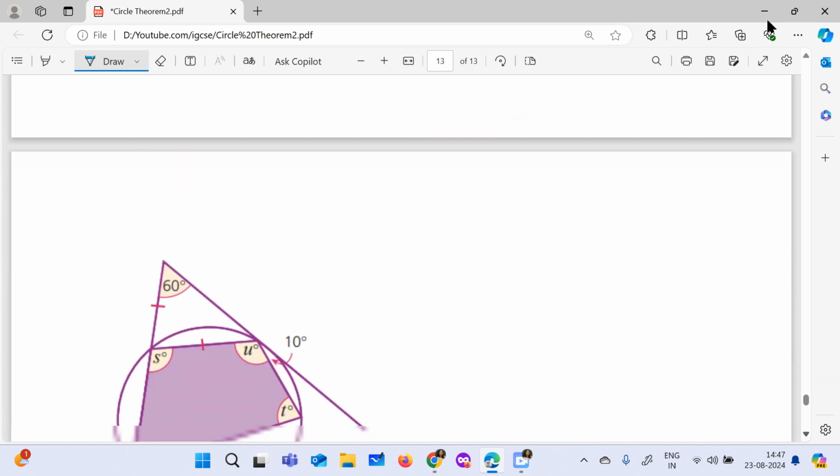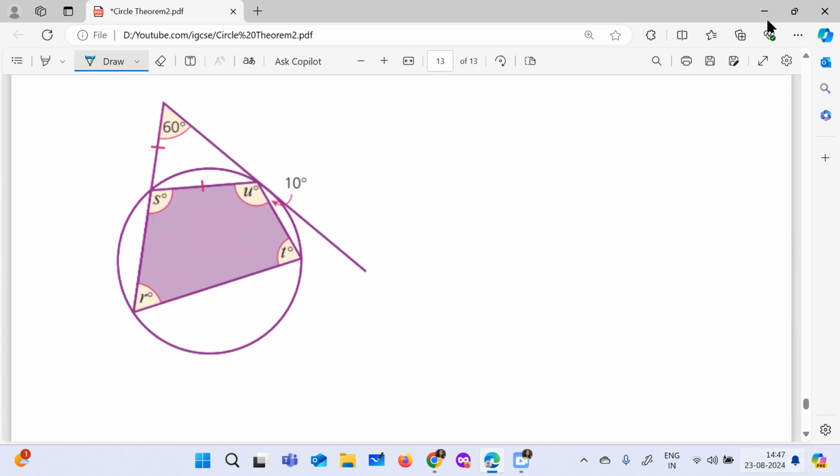Okay, we have one more question. Very good. Let's go through this question now. You can see that we have a tangent like this, and then we have a cyclic quadrilateral here, and then you have a 60-degree angle here. The marking says that this is an isosceles triangle. So what can you say about the rest of the things? Let me explain.